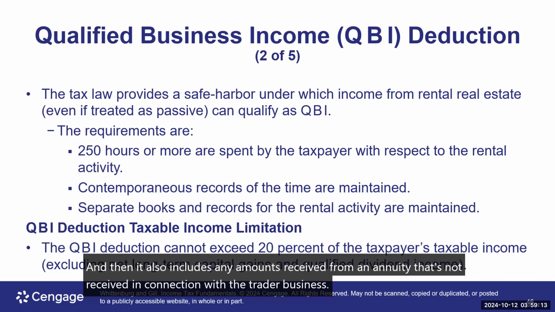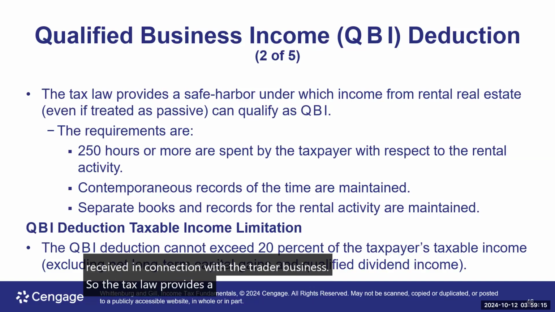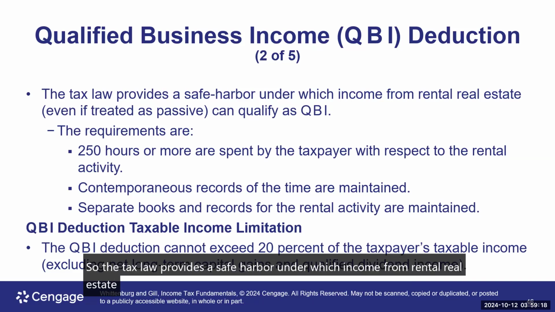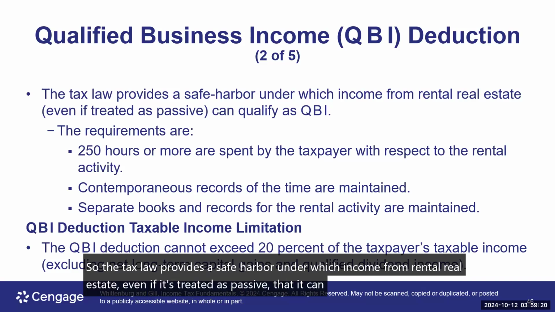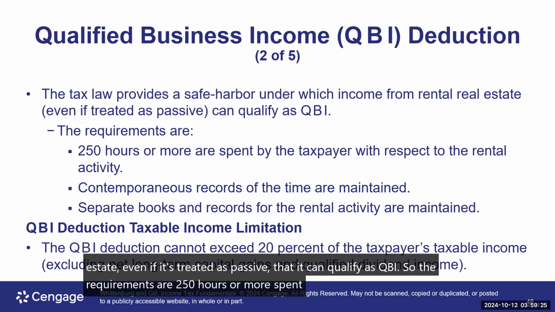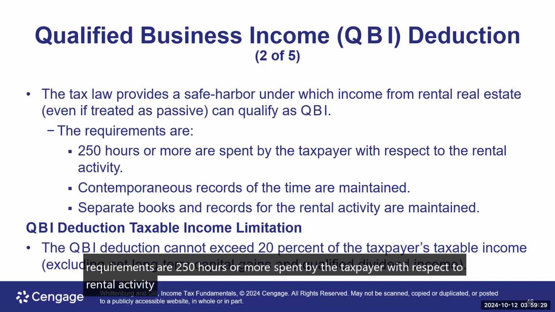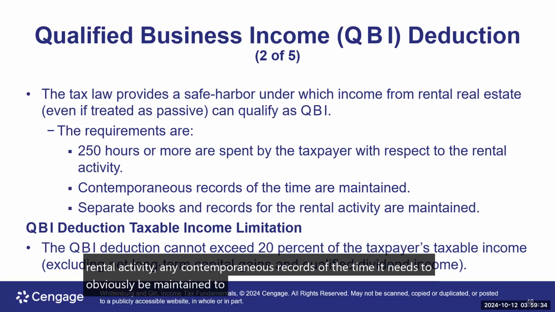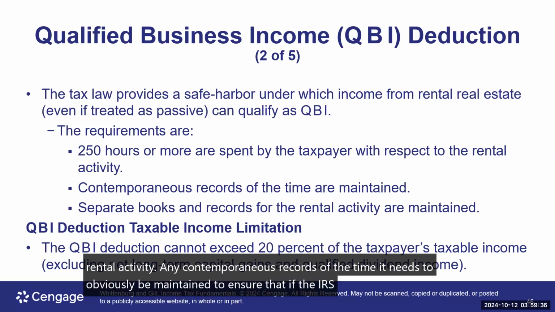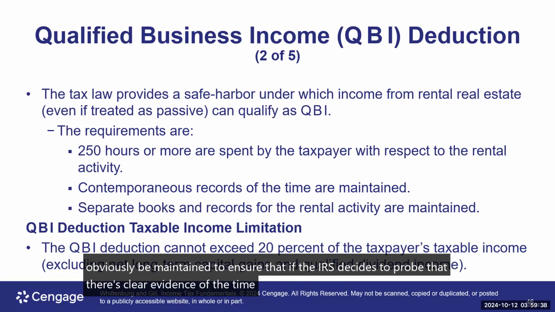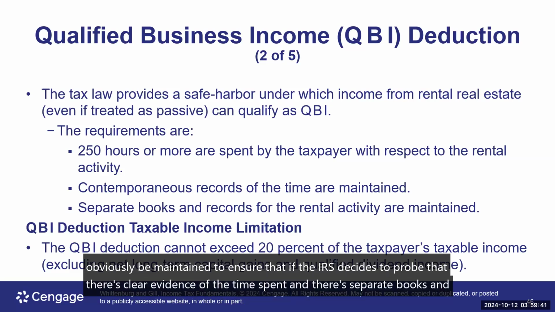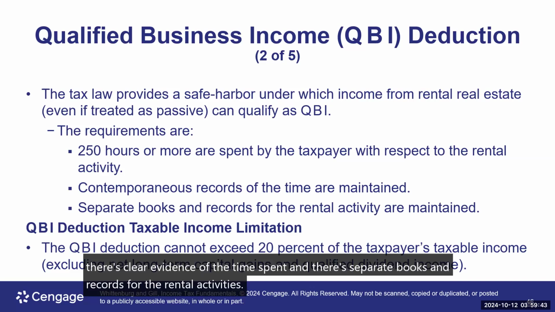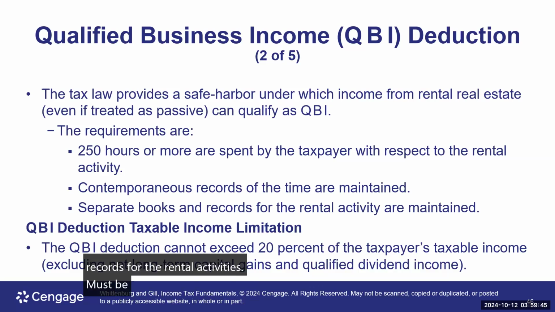So the tax law provides a safe harbor under which income from rental real estate, even if it's treated as passive, can qualify as QBI. So the requirements are 250 hours or more spent by the taxpayer with respect to the rental activity. Any contemporaneous records of the time need to obviously be maintained to ensure that if the IRS decides to probe, there's clear evidence of the time spent. And there are separate books and records for the rental activities that must be maintained. So some key things to keep in mind.